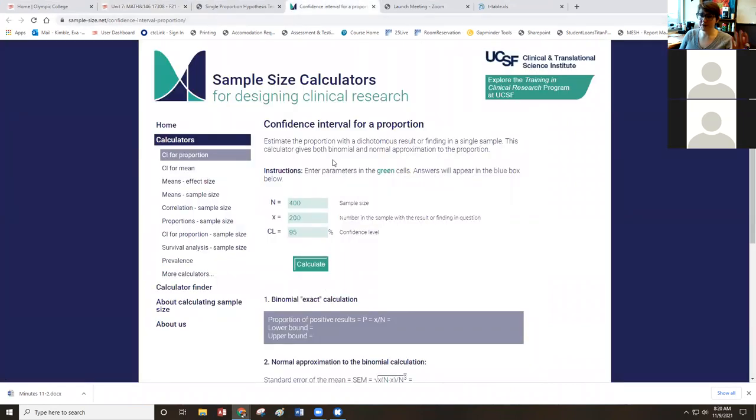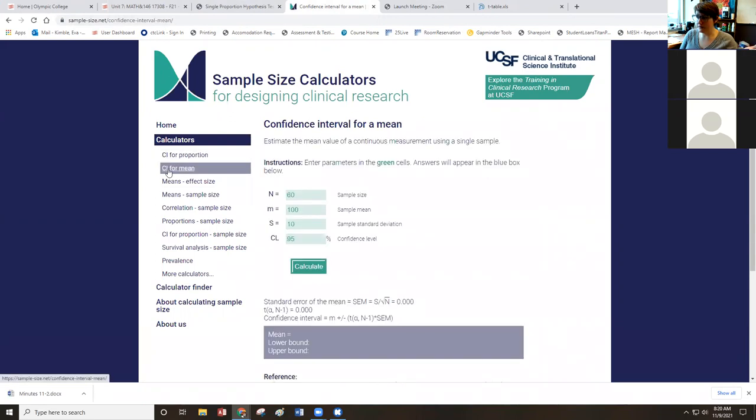Now remember, you have to change the kind of confidence interval you're looking at. So right now it's for proportions. So that would be for percentages, which was in unit 5. We want the confidence interval for means. And then you're just going to plug in your data. So our n, which is the size of our sample, is 58. Our average was 22. The standard deviation was 3. And we want a confidence level of 95.